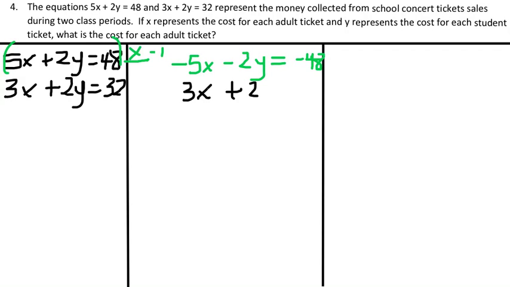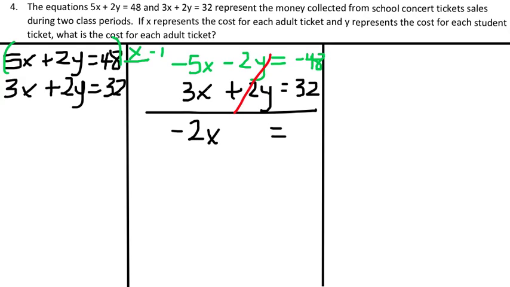3x plus 2y equals 32, because we need to just make sure that the variables have opposite signs if we want to combine them so that it can be eliminated. So we eliminate this because it's going to give me 0, so I don't need to write it down. And then a negative 5x plus 3x is going to give me negative 2x. And negative 48 plus 32 is going to give me a negative 16.